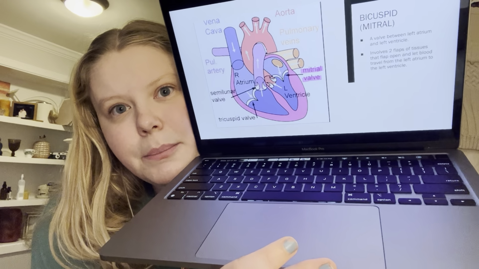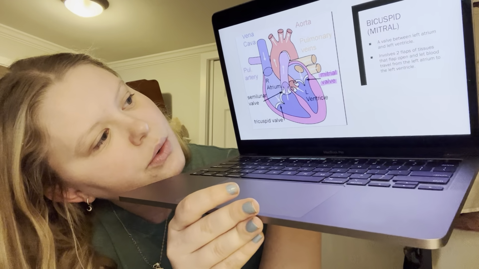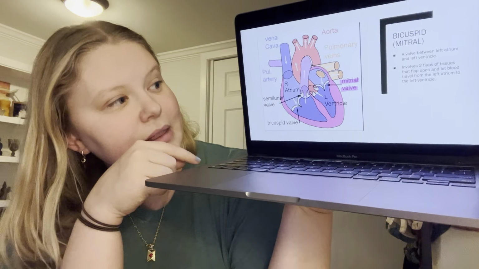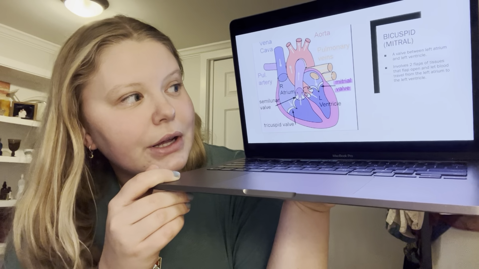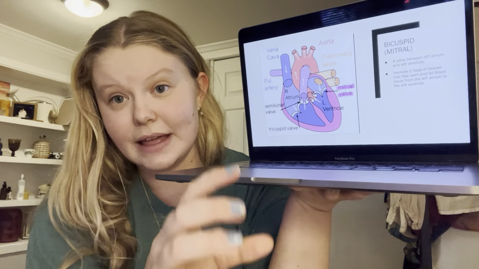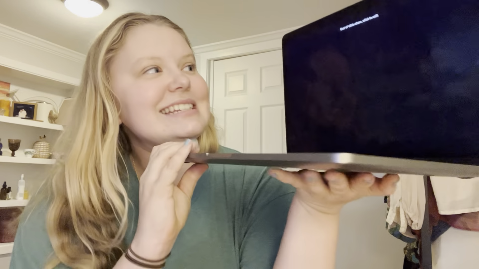Next, we have the bicuspid, which is the mitral, a valve between the left atrium and the left ventricle. Involves 2 flaps of tissue that flap open and let blood travel from the left atrium to the left ventricle. And that is it. That is the heart system.